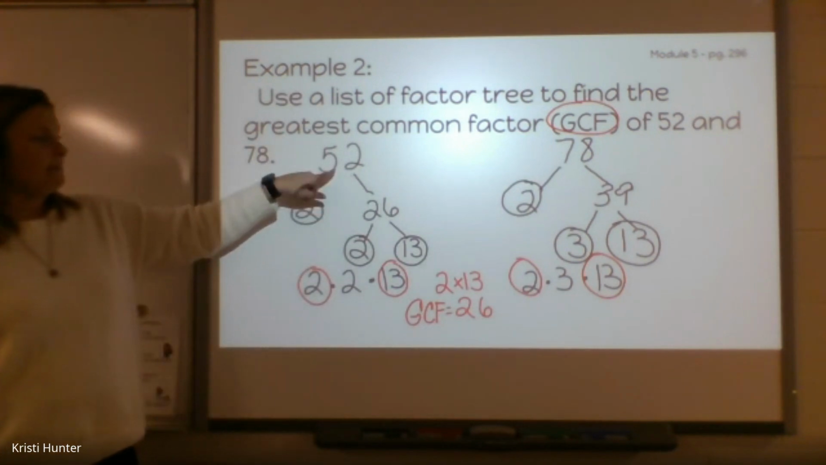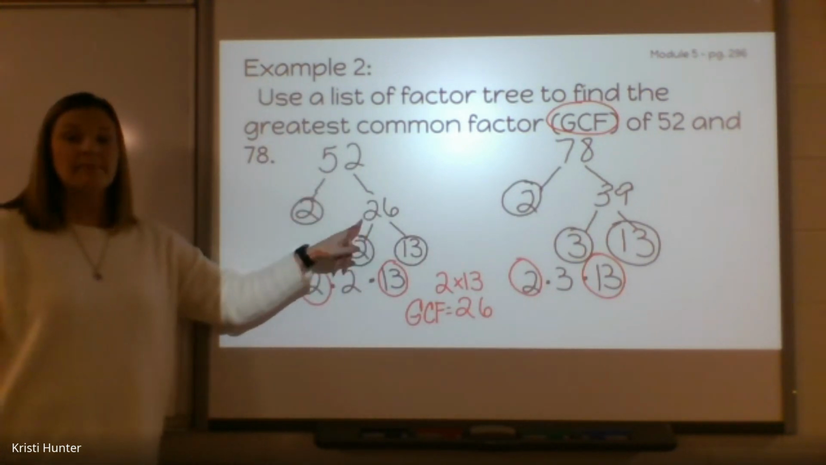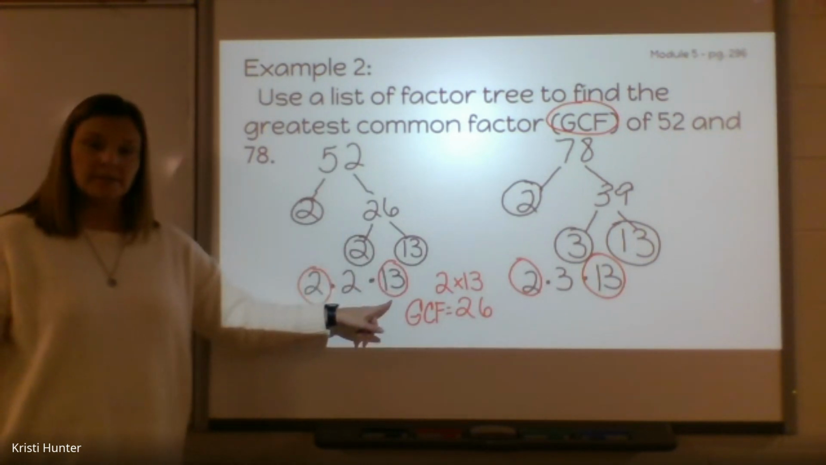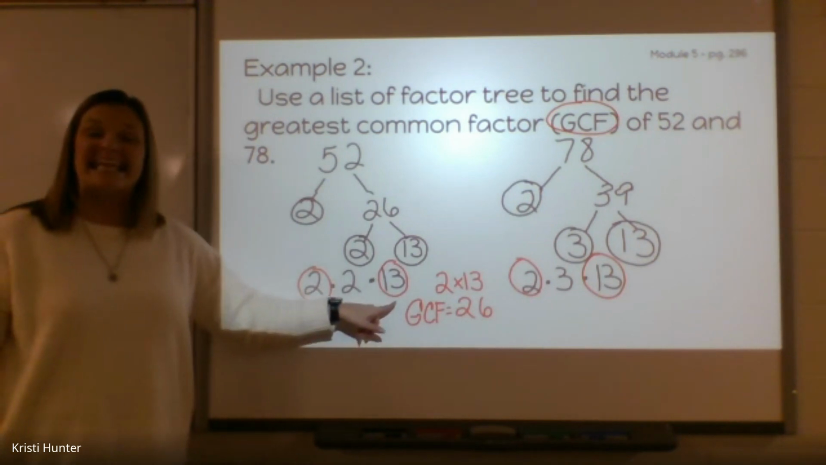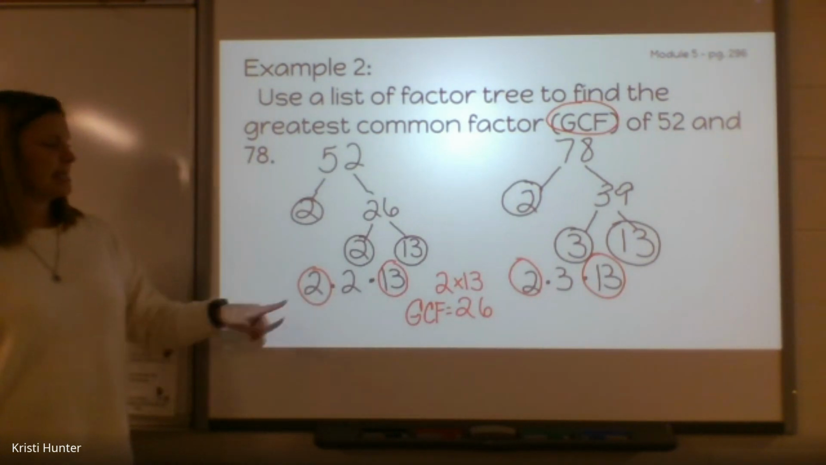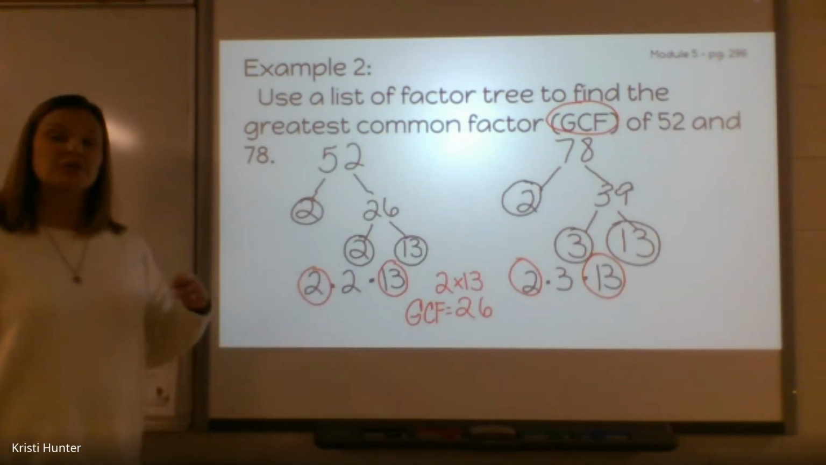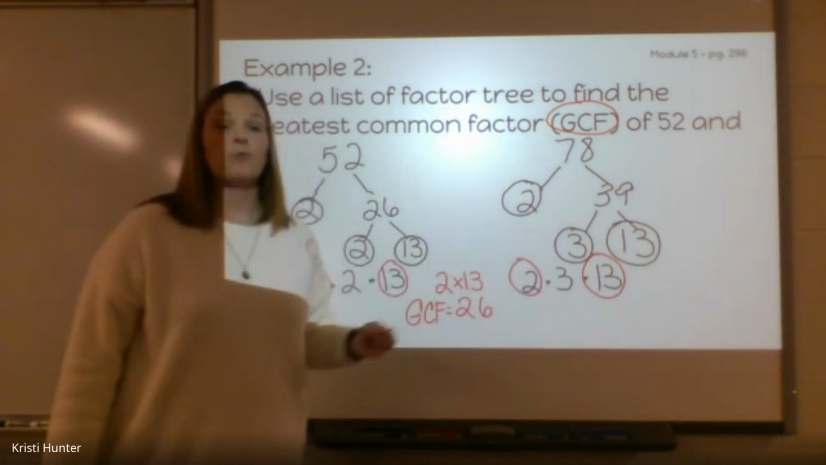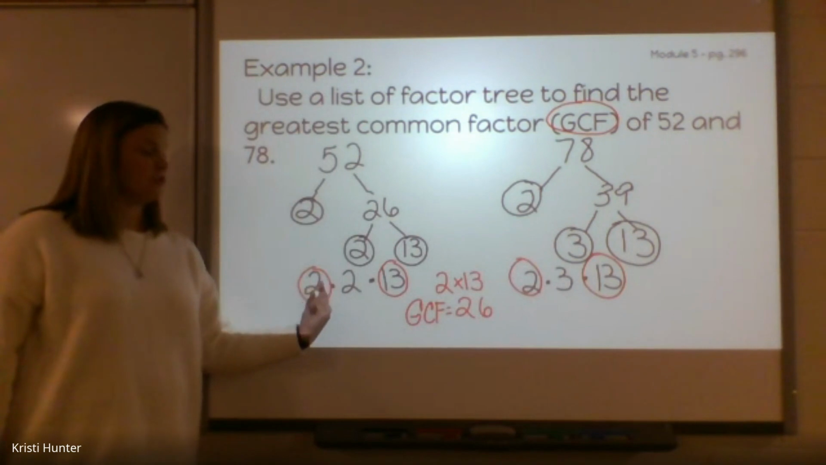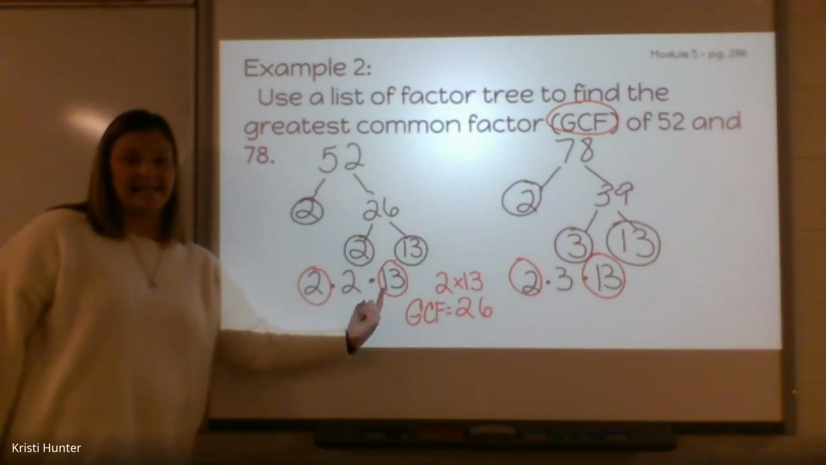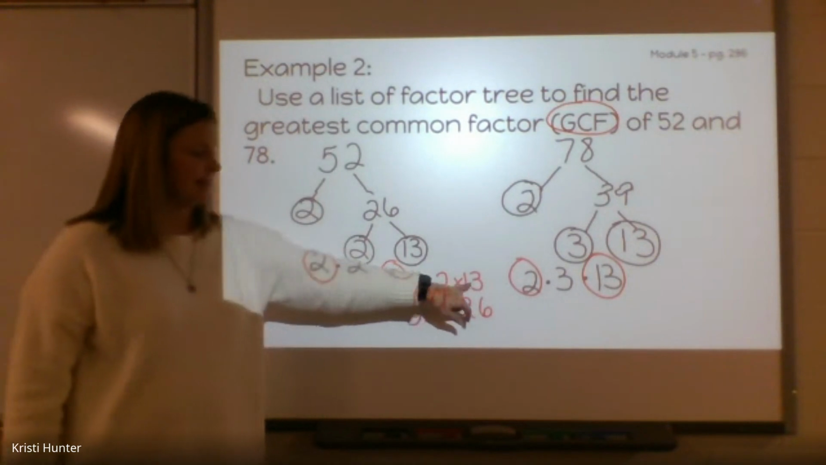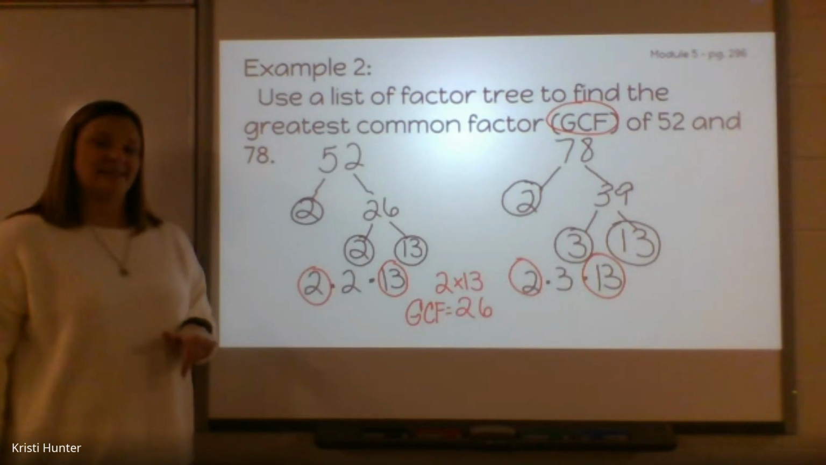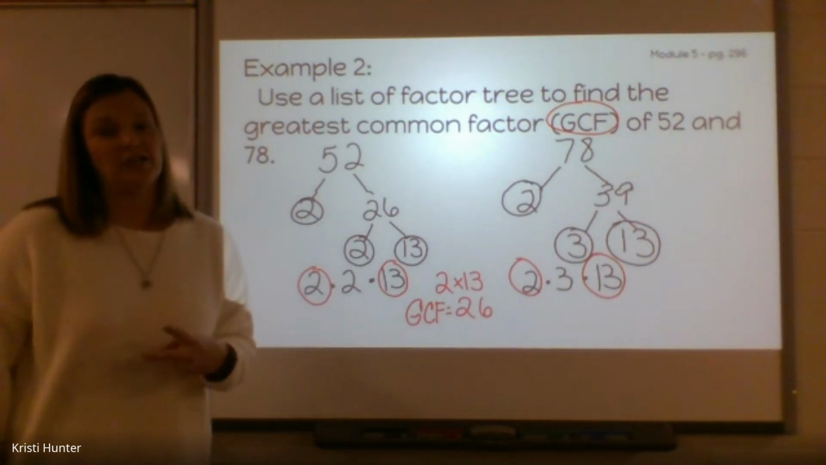Again, I found that by factoring them, breaking the number apart into pieces until I ended up with only prime numbers. And then once I had that list of my prime numbers, then I'm able to see which numbers they share. Well, they both shared a 2 and a 13. So remember, the factor list says 2 times 13. So that means I'm multiplying them together and I get my greatest common factor here of 26. Okay, this is your second strategy that you can use.